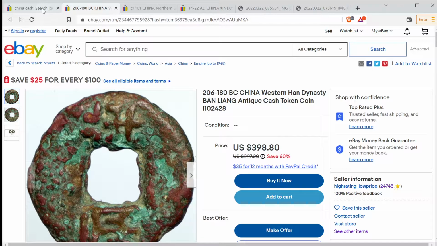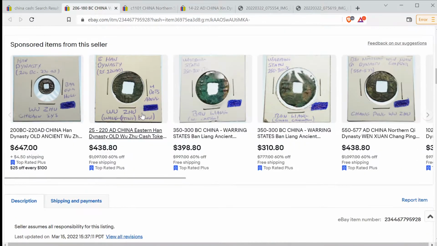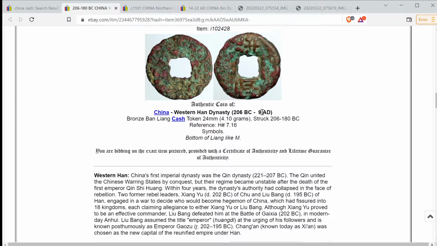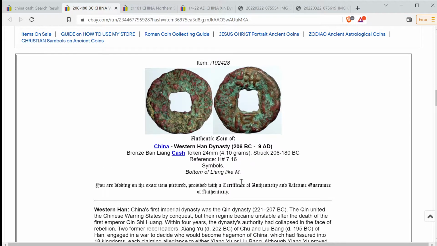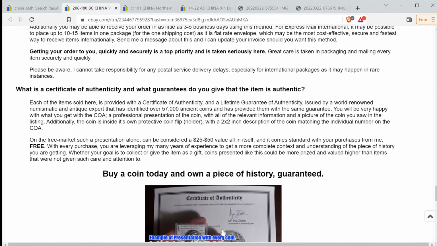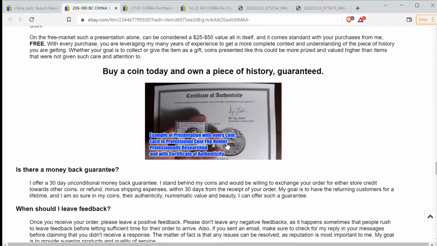But one of the things that people do enjoy is this research. This takes lots of time and energy. And when you get something from me, you get it with a nice, beautiful certificate of authenticity. Here's an example of it. Each coin comes with its own individually numbered certificate of authenticity. So you have a picture of the coin that you saw in the listing, and you have the coin in a nice professional coin flip with all the information regarding it.